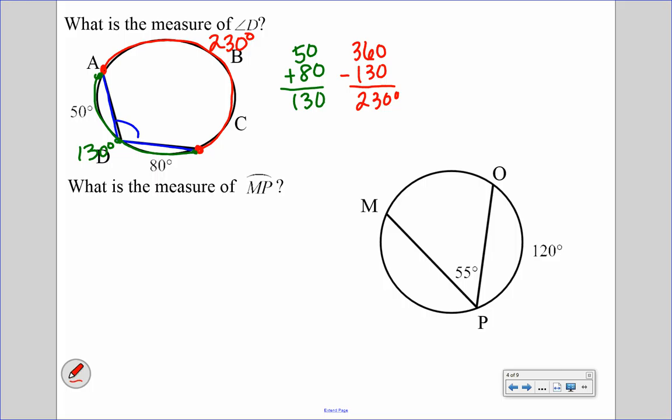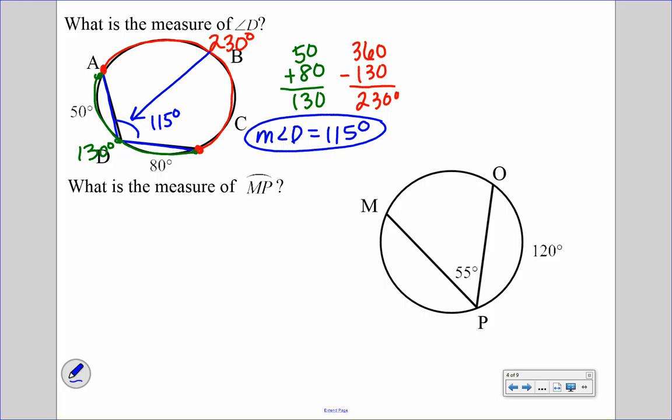Now, we know this red arc is 230 degrees, but do not stop there. We were looking for the measure of angle D, the blue. If we have an arc measure, we divide by 2 to get its angle, and that's going to be 115 degrees. Always go back and check what you're looking for, because there's a lot of pieces that you have to find before you get your final answer. All right, let's do another one.